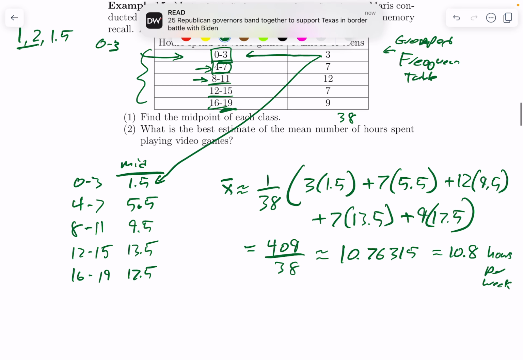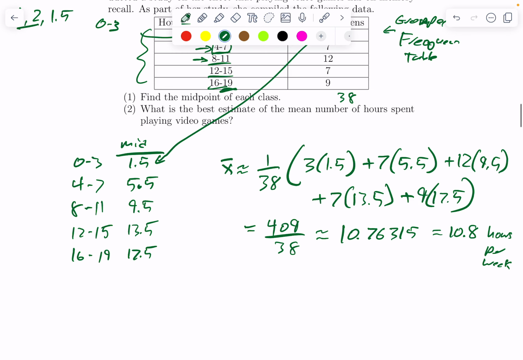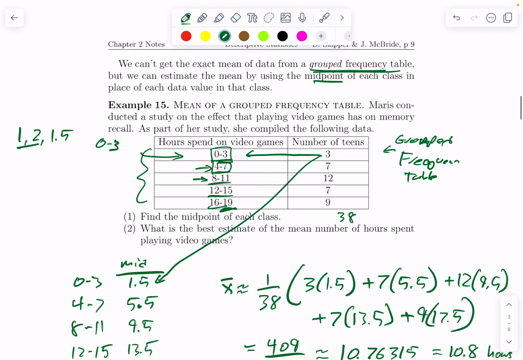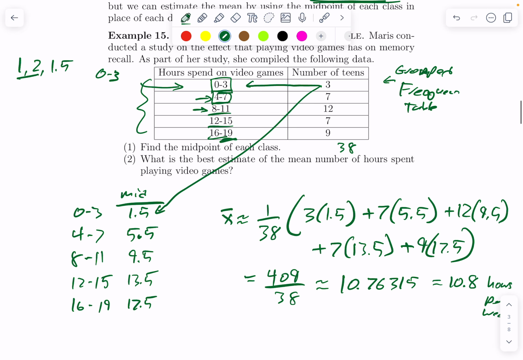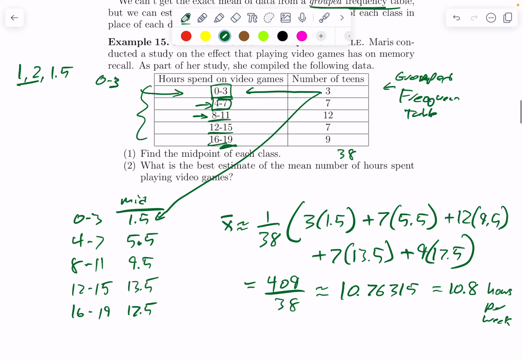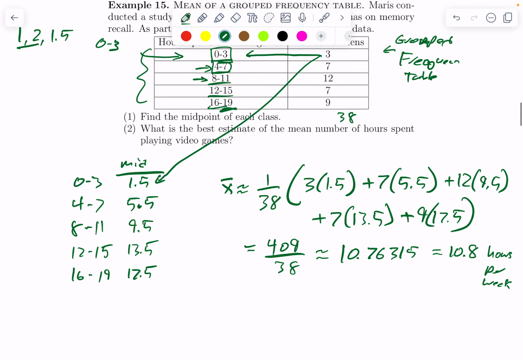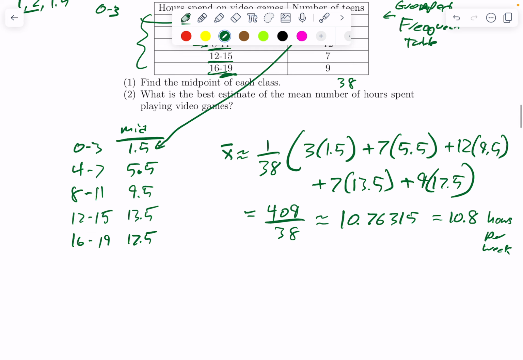Great. All right, so, what now? Yeah, okay, so there it is. So find the midpoint of each class. What is the best estimate of the mean number of hours spent playing video games? So there it is, 10.8.